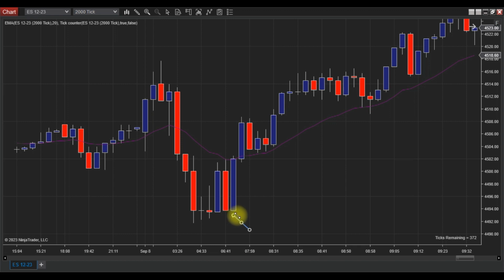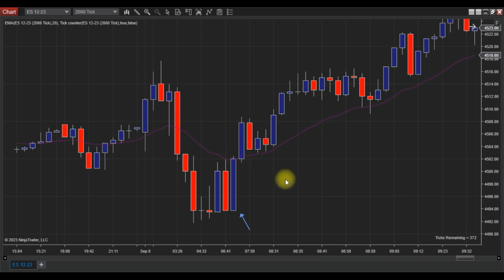Let's look at the next bar here. Is this an inside bar or an outside bar? This is an outside bar. Why? Because it pushed above the previous bar's high, even if it's just by a tick.